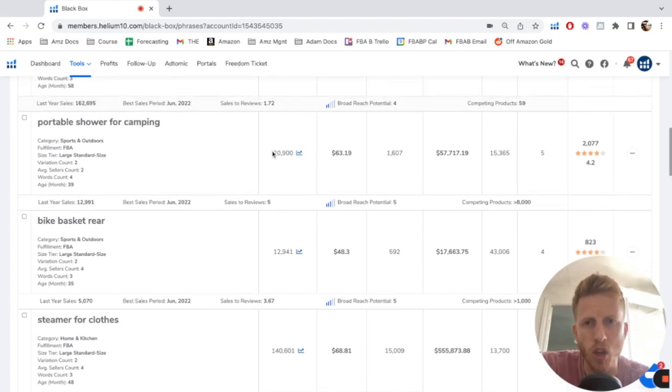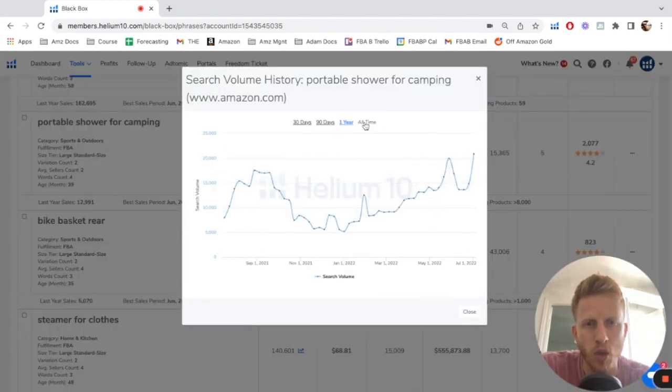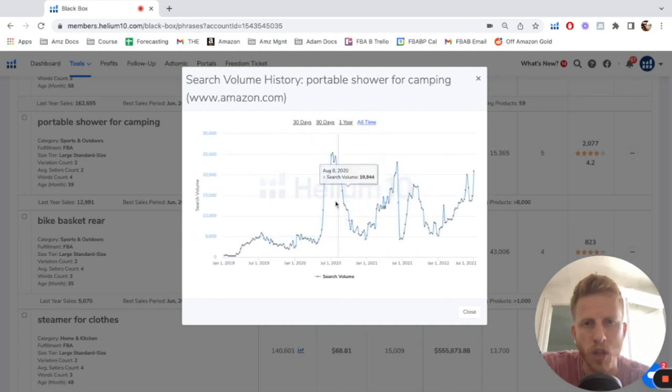Straight away, right? Search volume, great. 20,000 is a lot. Probably quite seasonal. You've got to bear in mind, is it seasonal? What we can do is have a look here. If you click on that, it'll show us the search trend over time. So you can see here, in March, it's growing over time, which is great.